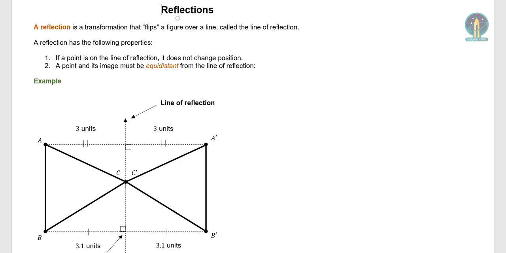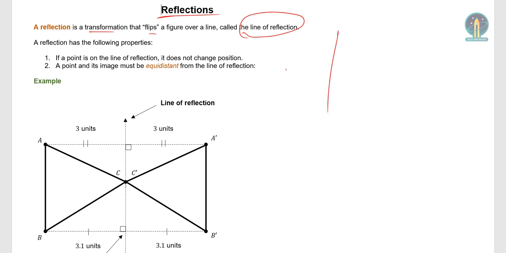In this concept, we're going to talk about reflections. A reflection is a type of transformation that flips a figure over a line, called the line of reflection. Okay? A reflection has the following properties. If a point is on the line of reflection, it does not change position, right?